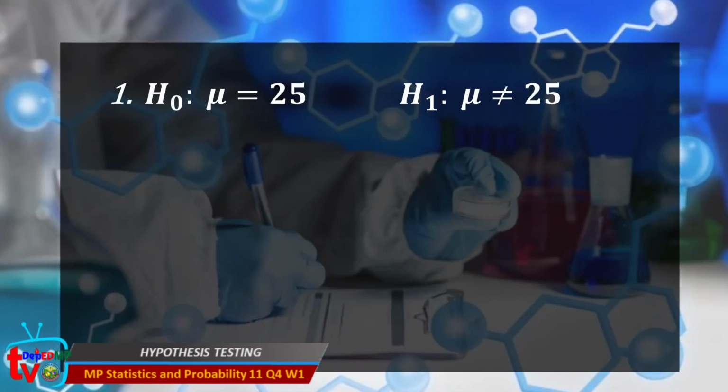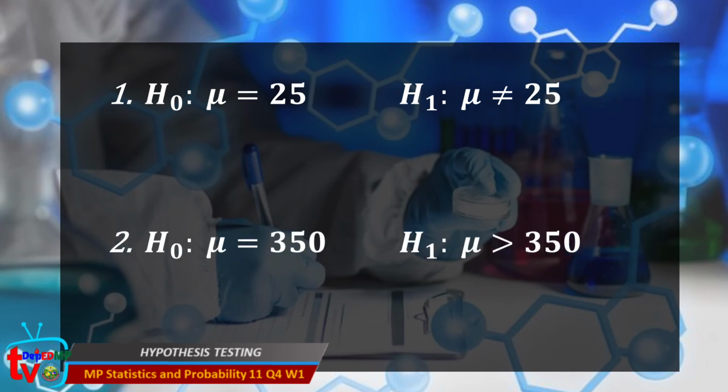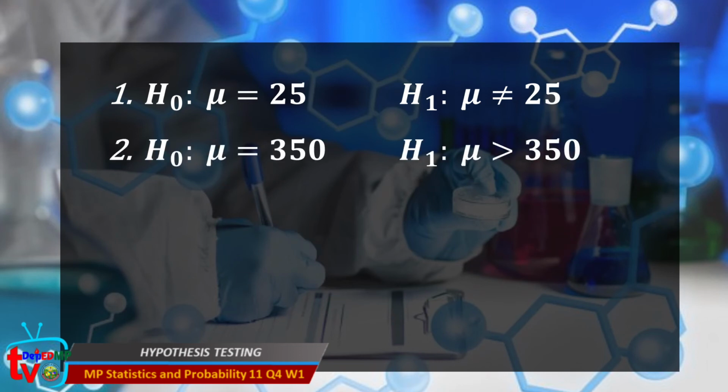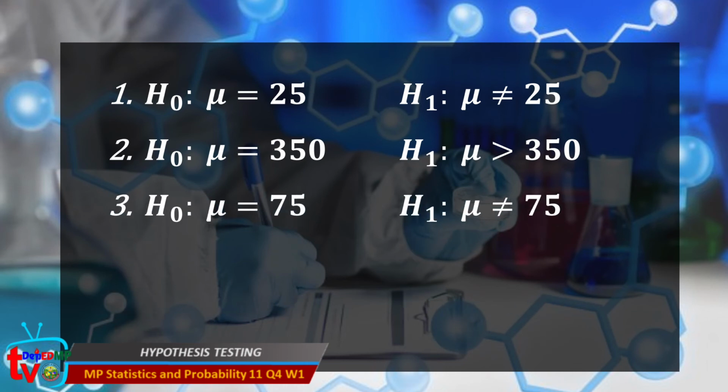Number 1. Null hypothesis is mean is equal to 25. Alternative hypothesis is mean is not equal to 25. Number 2. Null hypothesis is mean is equal to 350. Alternative hypothesis is mean is greater than 350. Number 3. Null hypothesis is mean is equal to 75. Alternative hypothesis is mean is not equal to 75.